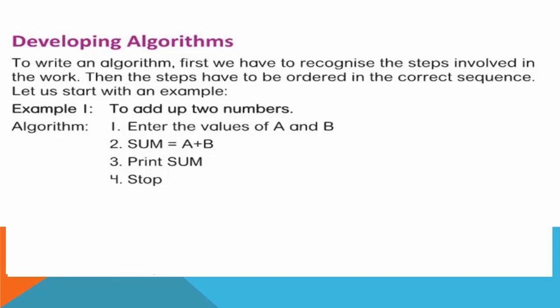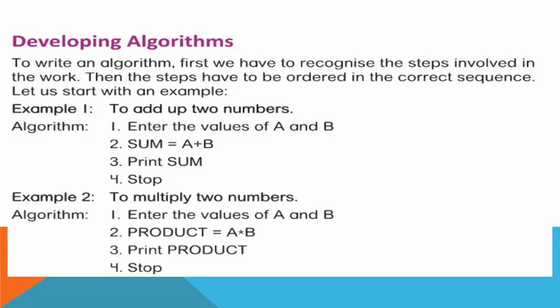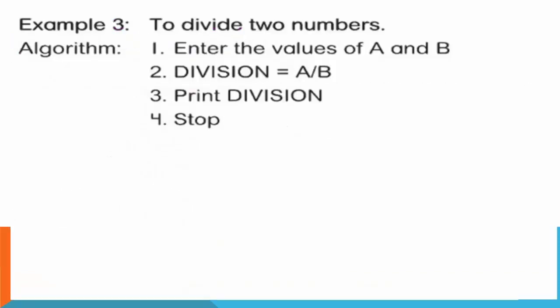Let us discuss another example. An algorithm to multiply two numbers. In the same way, first step will be enter the values of A and B. Step 2 will be assign a new variable PRODUCT equal to A multiplied by B. Then print the value stored in the new variable product. So print product and the fourth step will be stop.